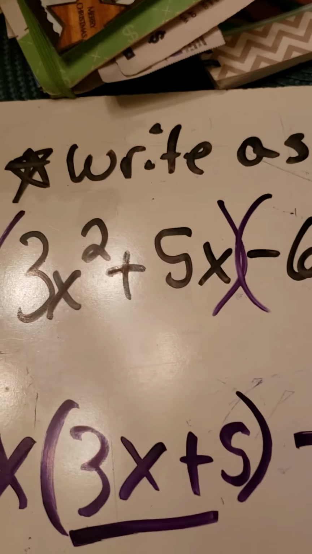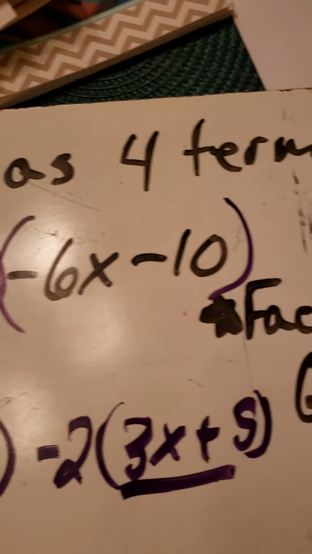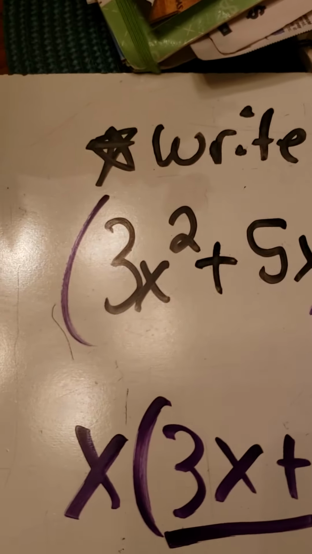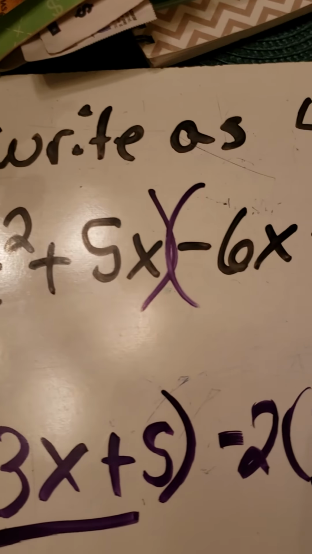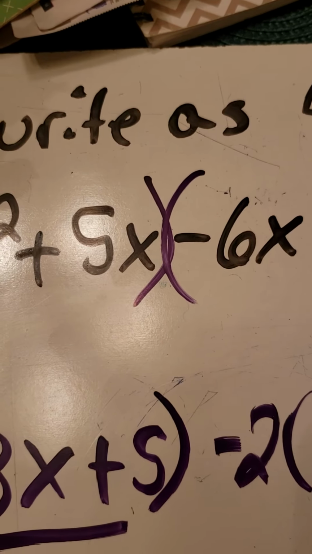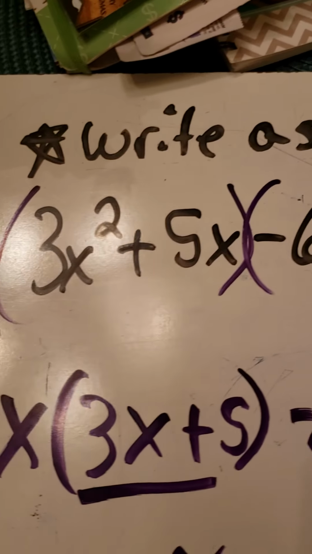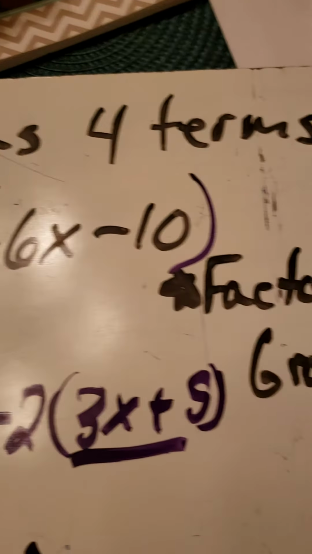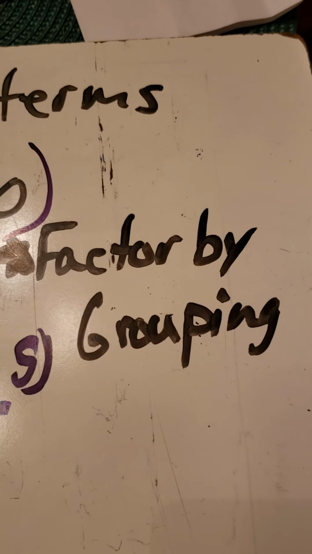So once we have that, we are going to write this as 4 terms. We're replacing that middle term, that negative 1x, with our two factors that we just found, 5x and negative 6x. So I'll have 3x squared plus 5x minus 6x minus 10. And then I'm going to factor by grouping.